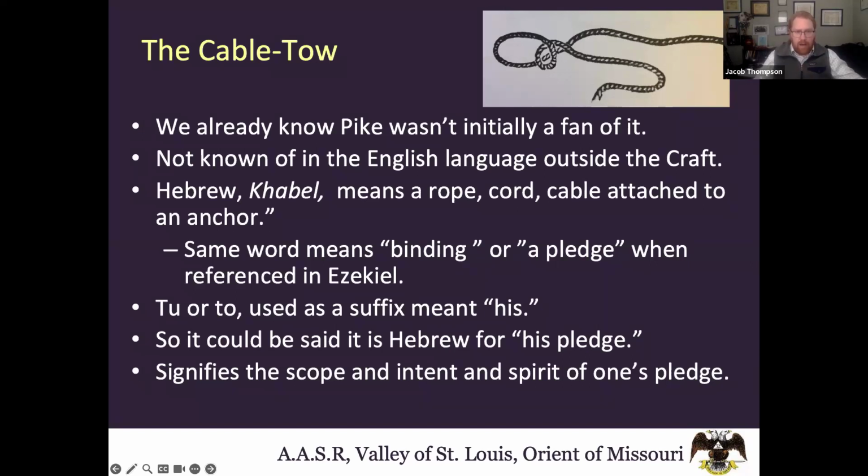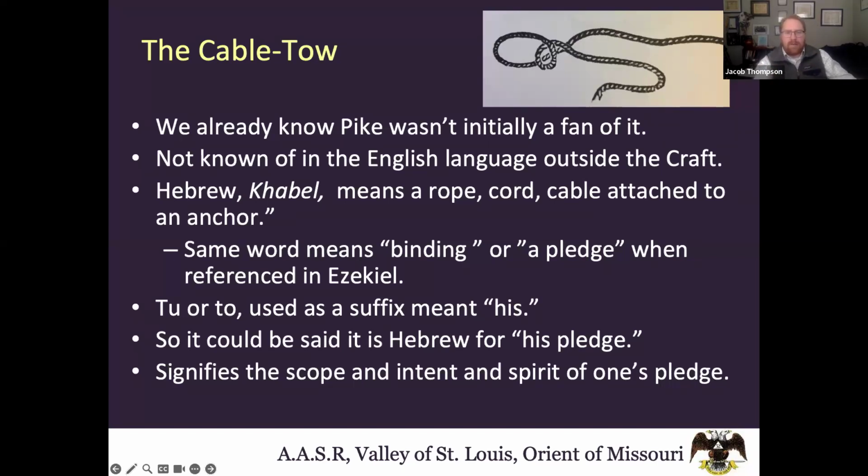And he comes to Hebrew. He comes to kabel, meaning a rope, cord, maybe a cable attached to an anchor. And he says the same word is used in Ezekiel to reference binding or a pledge. Tow is used as a suffix, and it means his. So Pike's idea was that cable tow means his pledge, and it signifies the scope and intent of the spirit of one's pledge. So that was his actual exploration of that. This idea is a physical thing, yeah, it's a cable or rope. But when we put it in this context, it is also your pledge.